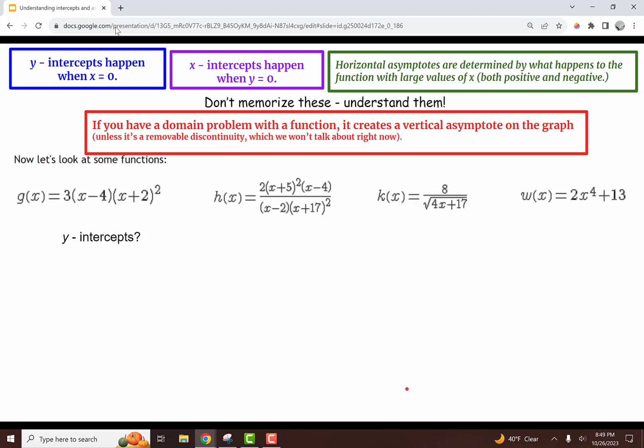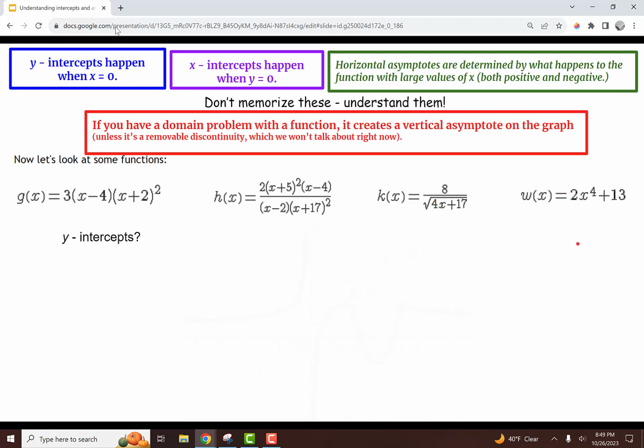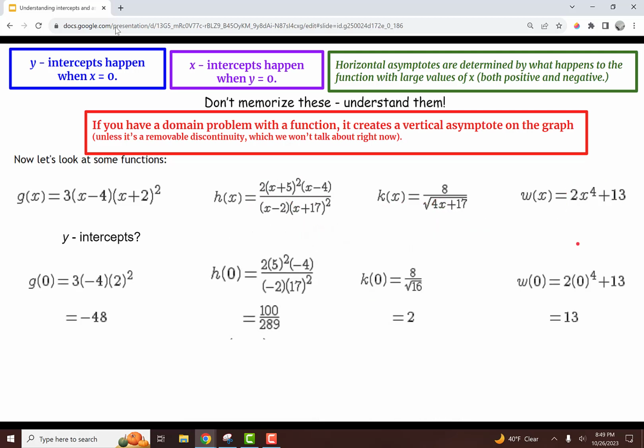I want to talk about the y-intercepts. Remember, the y-intercept happens when x is 0. So we really just want to plug in 0 for all the x's, like every single x on all the different functions. When you plug in 0 to g, you get negative 48. 0 to h, you get 100 over 289. Such a beautiful number, etc.